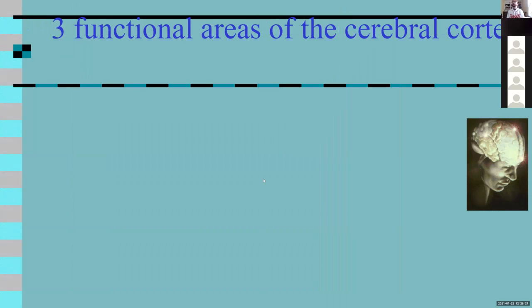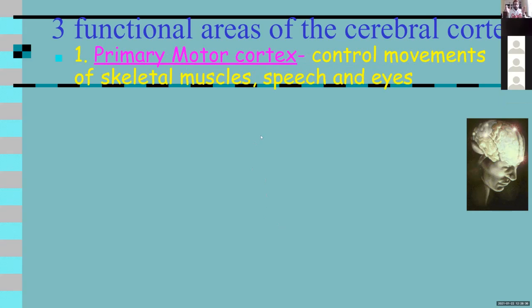A few more things to write for today. The 3 functional areas of the cerebral cortex. So we're going to break down the cerebral cortex into 3 primary areas, and then we'll jump down even smaller. There is the primary motor cortex. This controls movements of our muscles, our skeletal muscles, our facial muscles, and eye muscles.